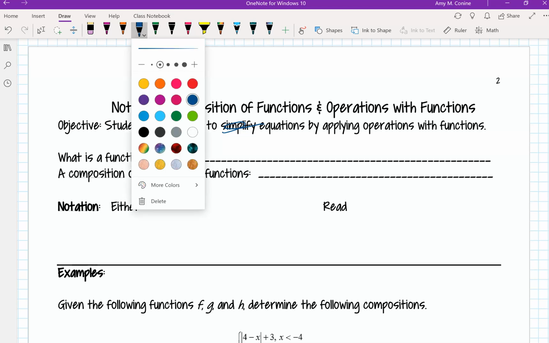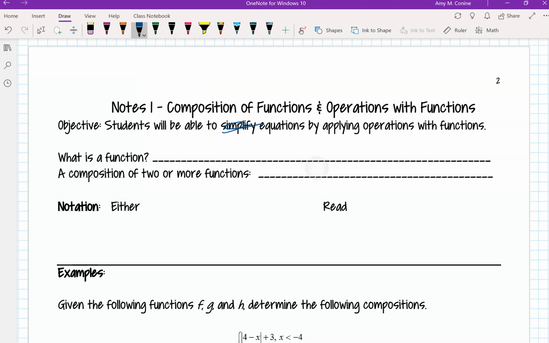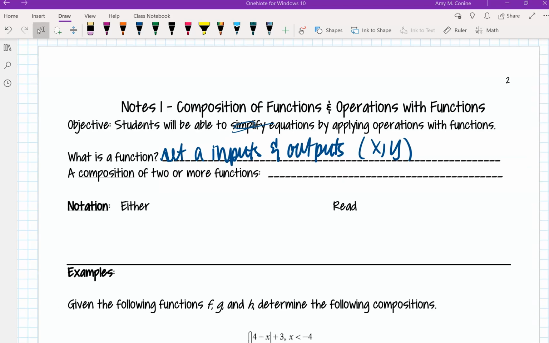If you remember from Algebra 1, a function is essentially a set of inputs and outputs. So that one input goes with one output. Those are your XY coordinates. So the composition of two or more functions is a function within a function.